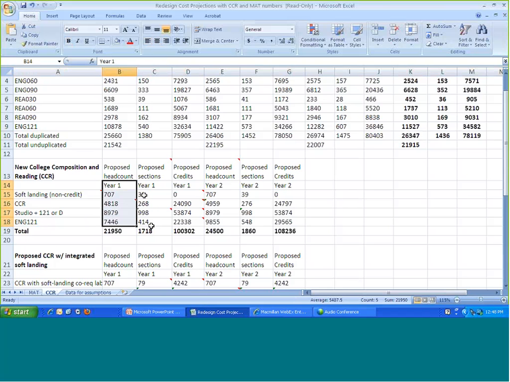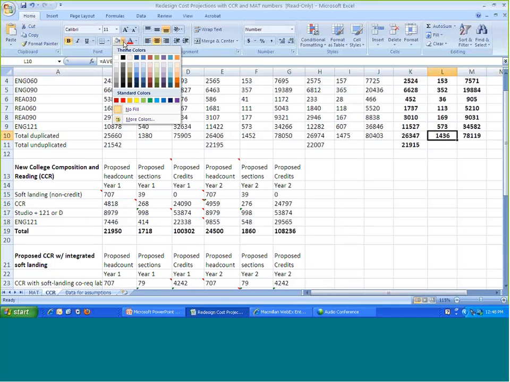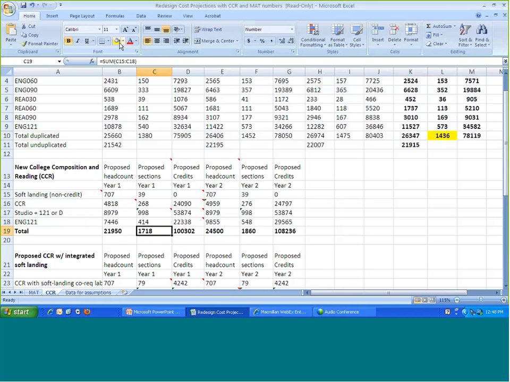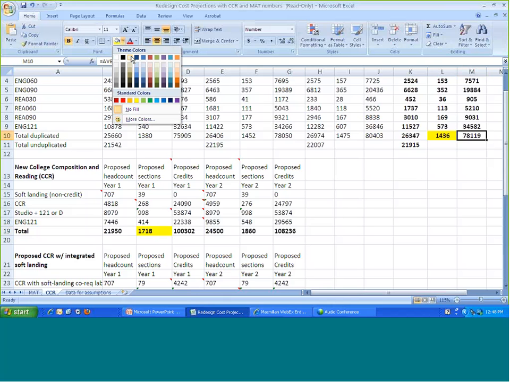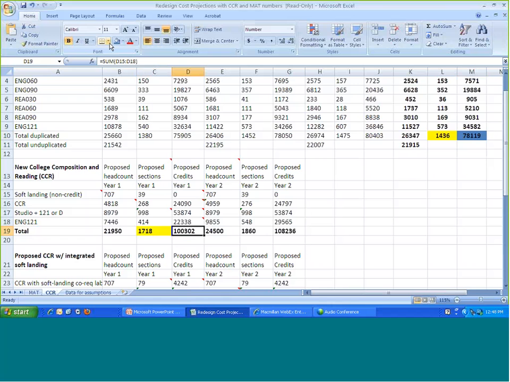So what we actually project, even in year one, is that we go from 1,400 sections to, again in year one, just by changing the model, 1,700 sections. So we can look at that and say, okay, that means I need more people to teach because there's more sections. And then when we start looking at credits, we've got 78,000 credits, and in year one, we're looking at 100,000 credits.